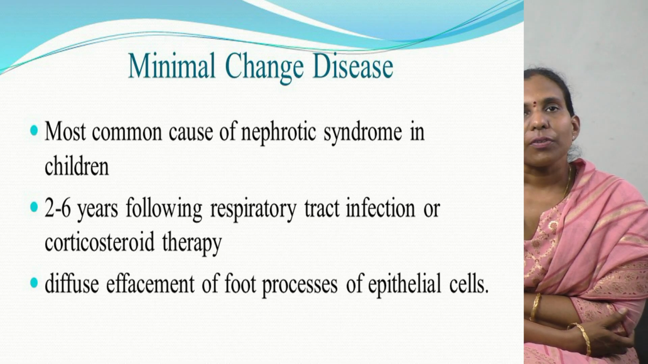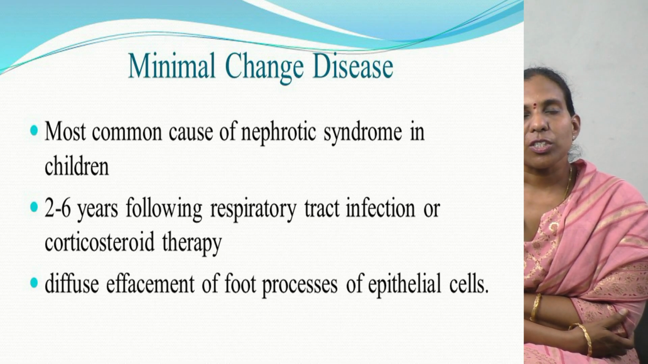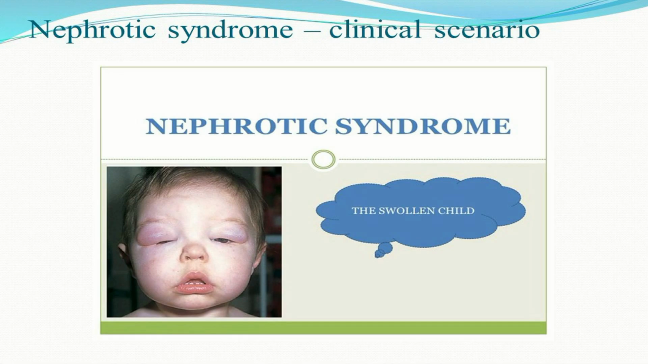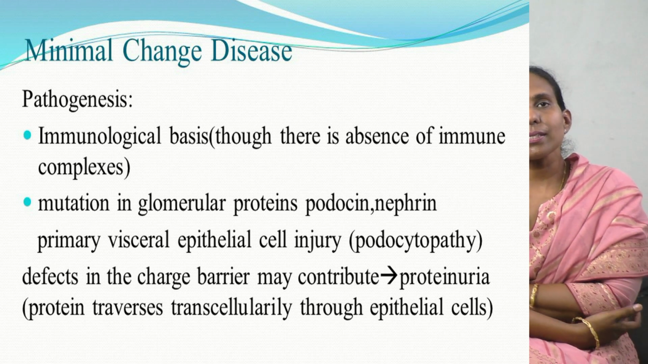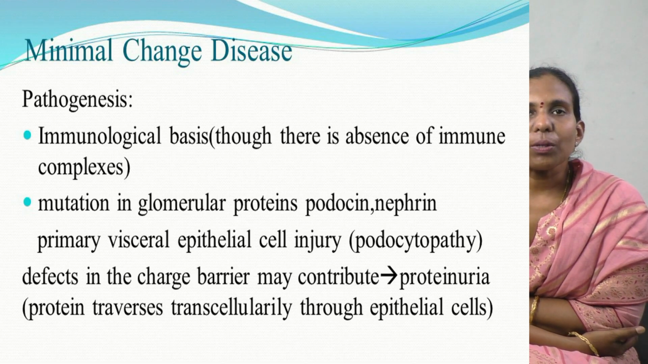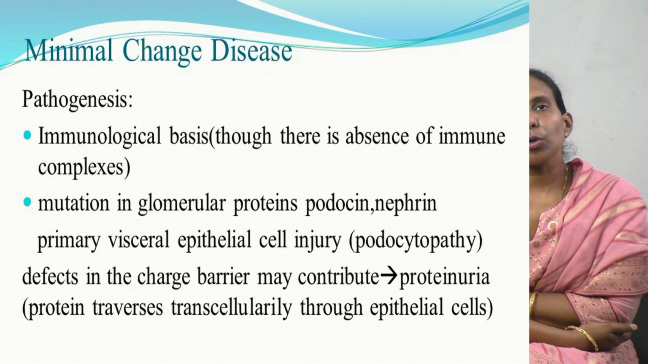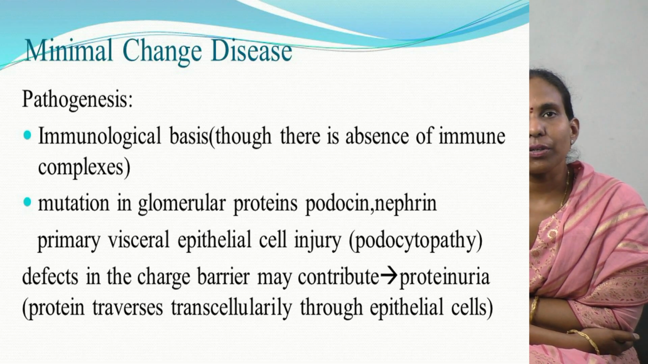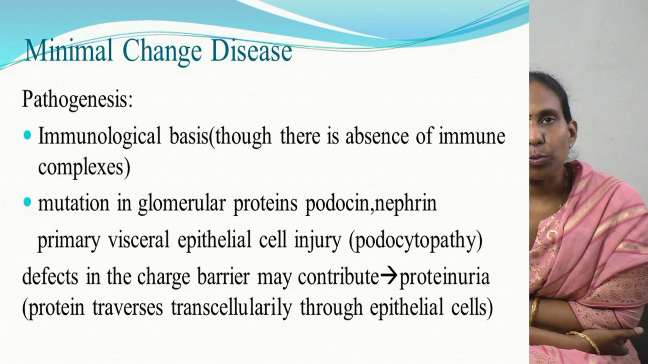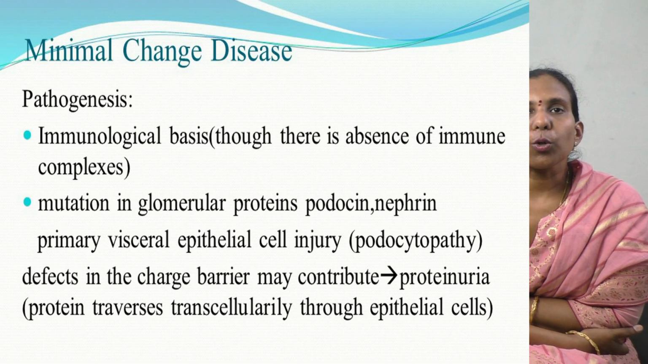Usually it occurs after respiratory tract infection or corticosteroid therapy. There is diffuse effacement of the foot process. The cause of the swollen child is nephrotic syndrome. Pathogenesis: again immunological basis. Even though there is absence of immune complexes, there is mutation in the glomerular proteins podocin and nephrin. There is primary visceral epithelial cell injury leading to podocytopathy, leading to proteinuria.